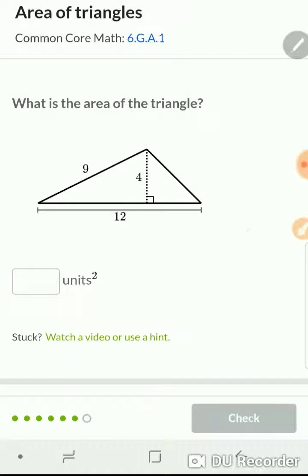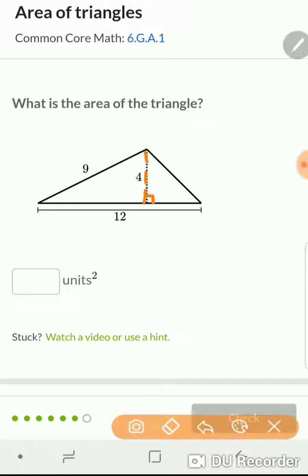So finally, we have another triangle. We're looking for the right angle. The right angle is right here. So the 2 sides that make that right angle will be the base and the height. The height will always come from a vertex and then make a right angle and connect to the base. So the height is 4. The base is 12. 9 is a distraction.